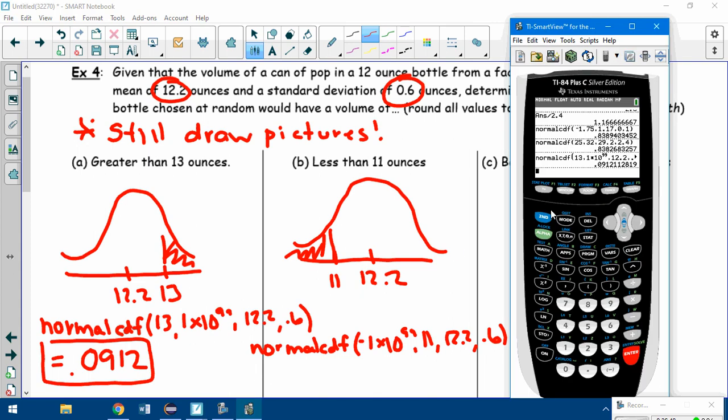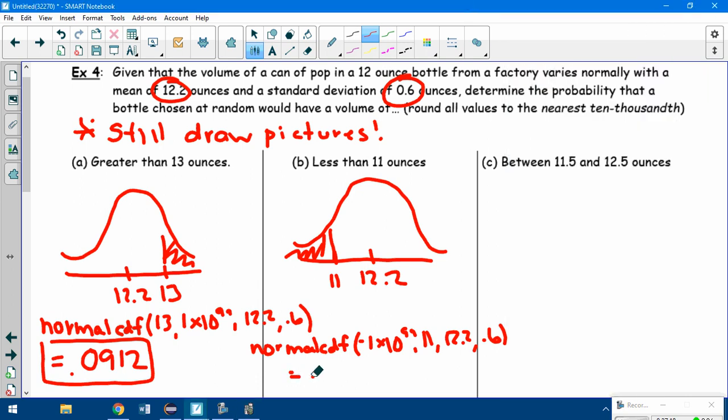Again, no z-scores necessary. Normal CDF, my lower is -1 times 10 to the 99th. I'm going up to 11. Mean and standard deviation are the same. 0.0228 if I'm rounding to the nearest 4 decimal places. Again, pretty low percent chance that it's that light.